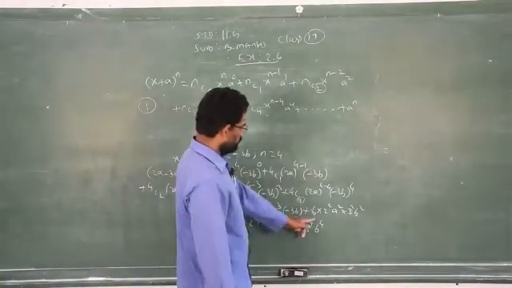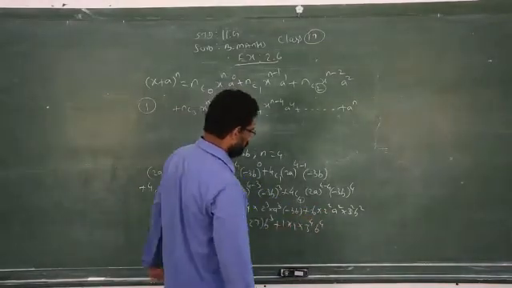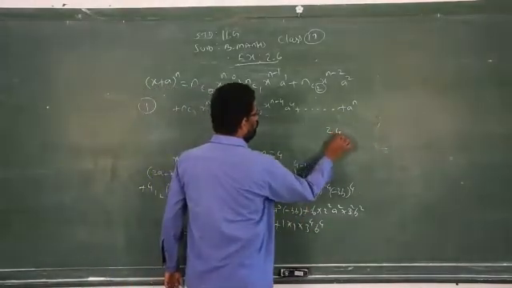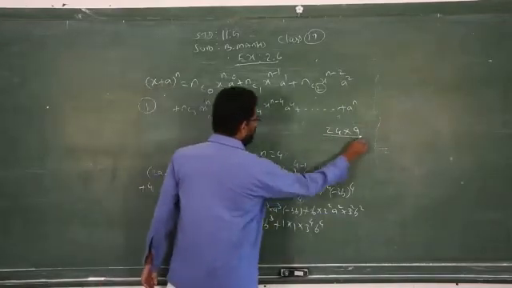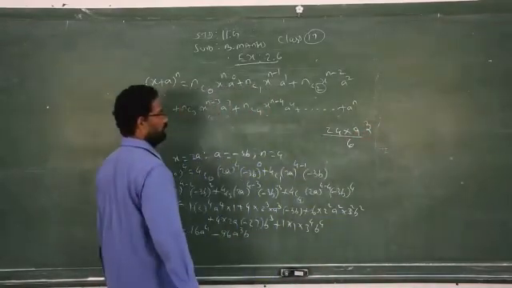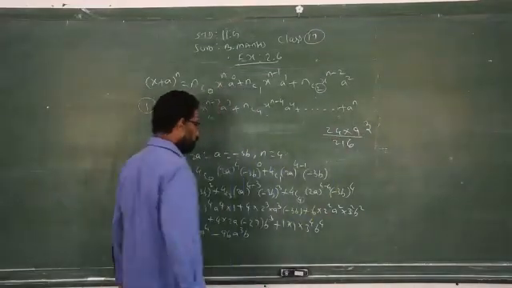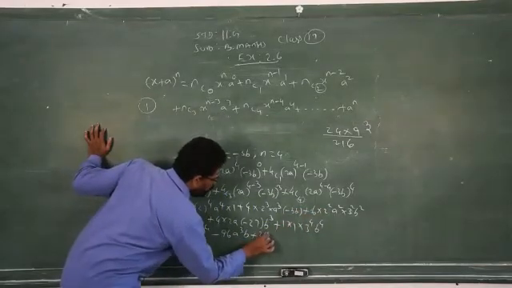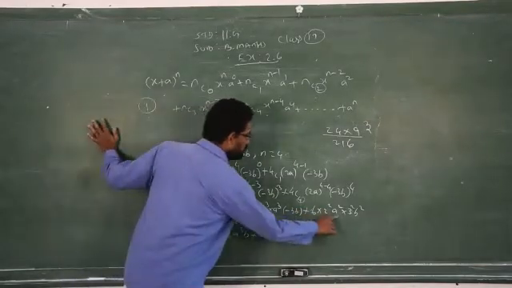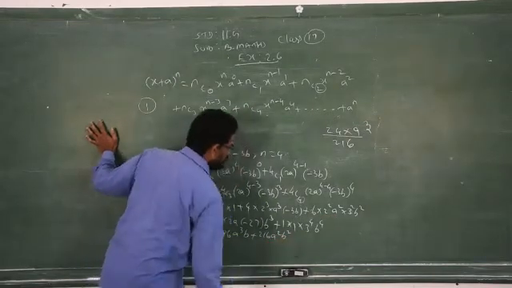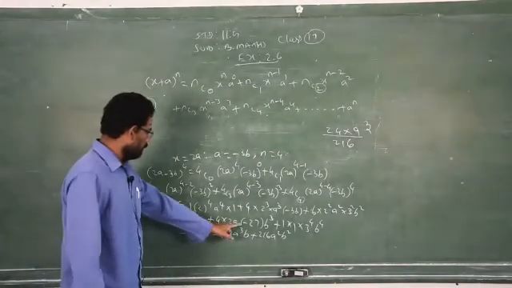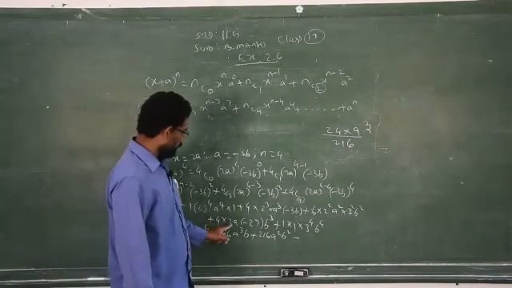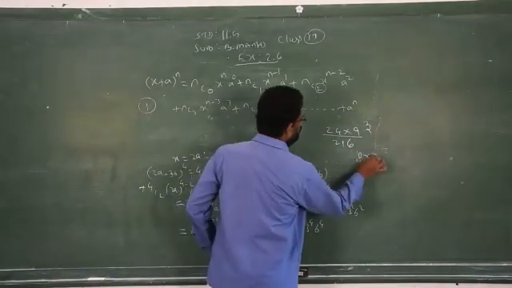Next, 6. This is 2 square. 2 square is 4. 6 fours are 24. 3 square is 9. What will be 24 into 9? 9 fours are 36, remainder 3. 9 twos are 18, plus 3 is 21, so 216. There is no negative sign, so plus 216, a square, b square. Come to the next one, you have the minus sign, so plus into minus is minus. Multiply 4 twos are 8. 8 into 27.